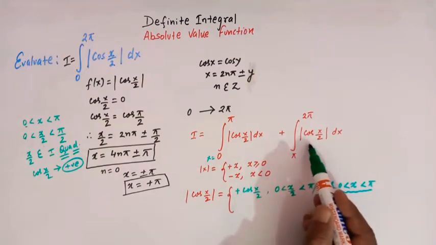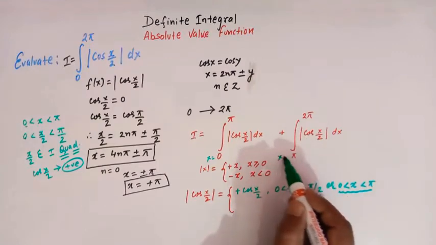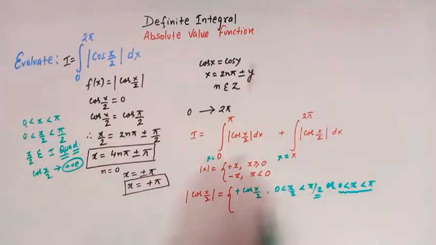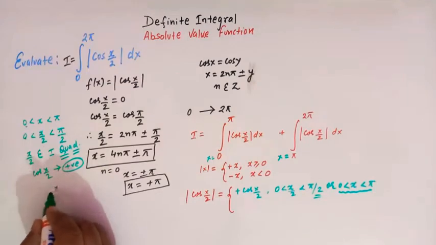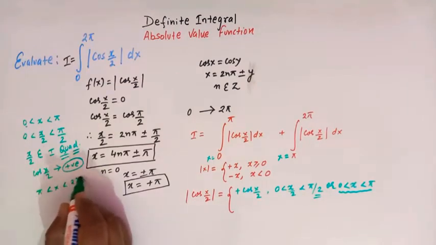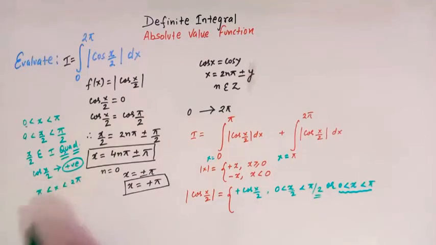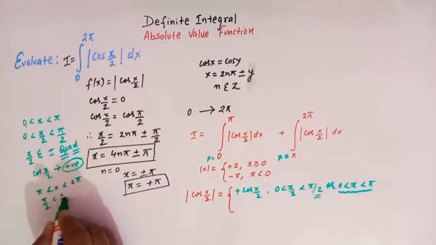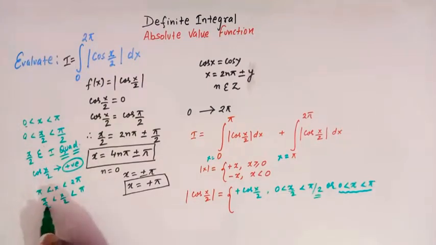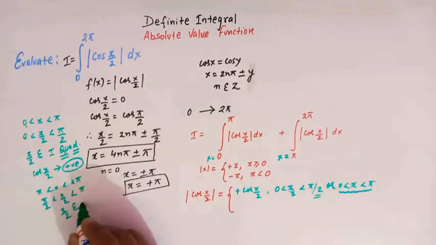And let us consider the second integral. So here x varies from pi to 2 pi. It means x lies between pi and 2 pi, and if we divide throughout by 2, we have pi over 2, here we have x over 2, and here we have pi, right? So now from this inequality we see that x over 2 belongs to the second quadrant, right?